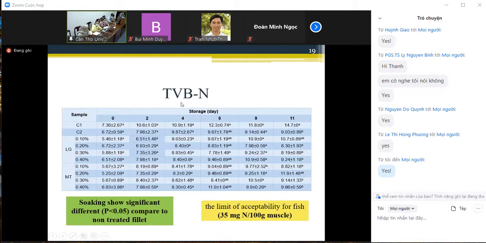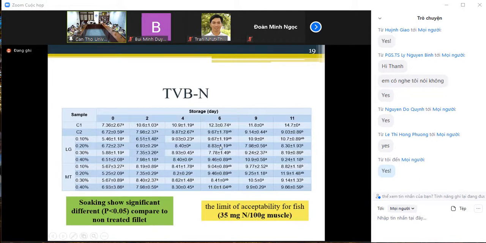But the one thing that shows a significant difference is the control without soaking solution. It shows a significant, rapid increase from day 0 until day 11. And we remember that C1 also has the increase of TMC. This is because the microorganisms cause enzymatic reactions in the fillet that release nitrogen products, like odors and other things.